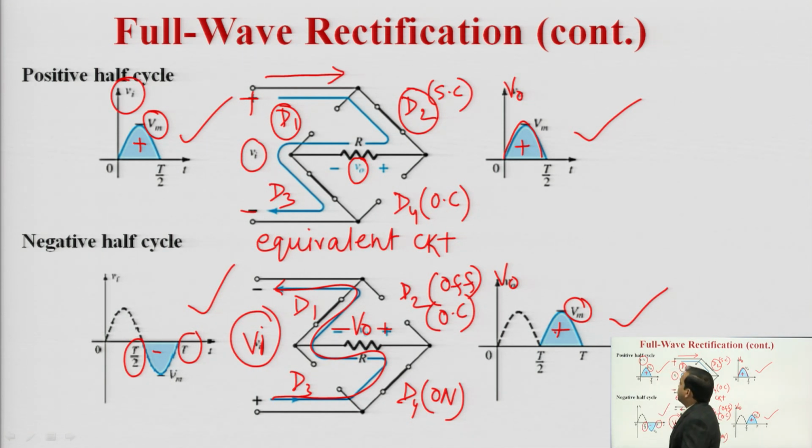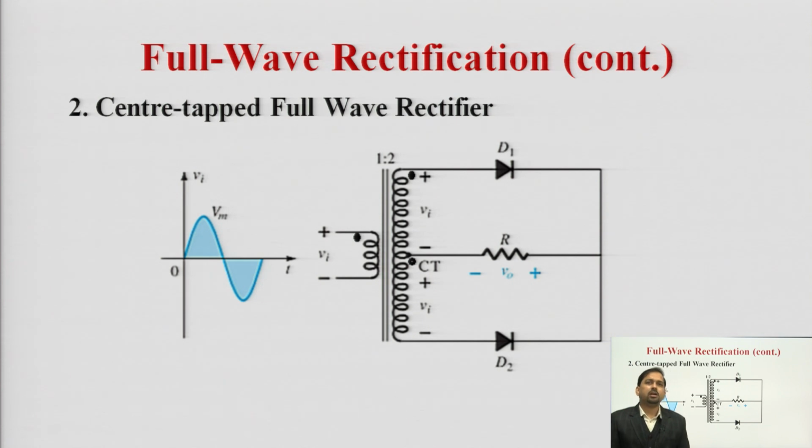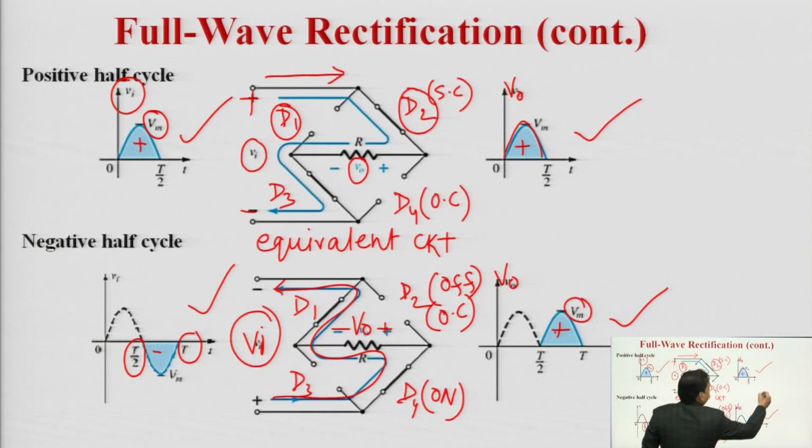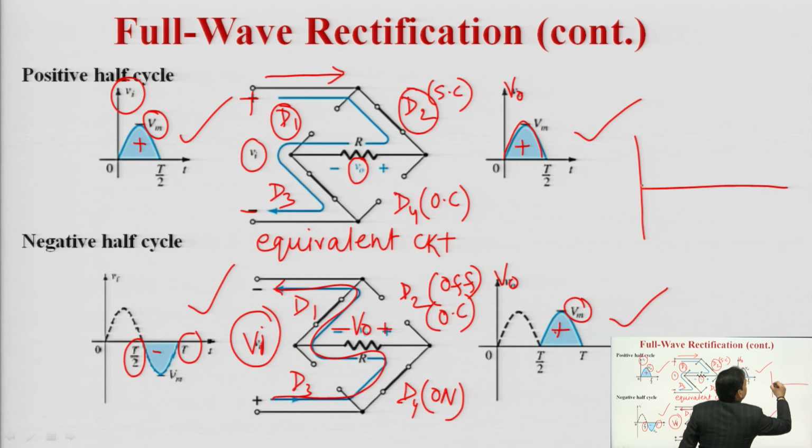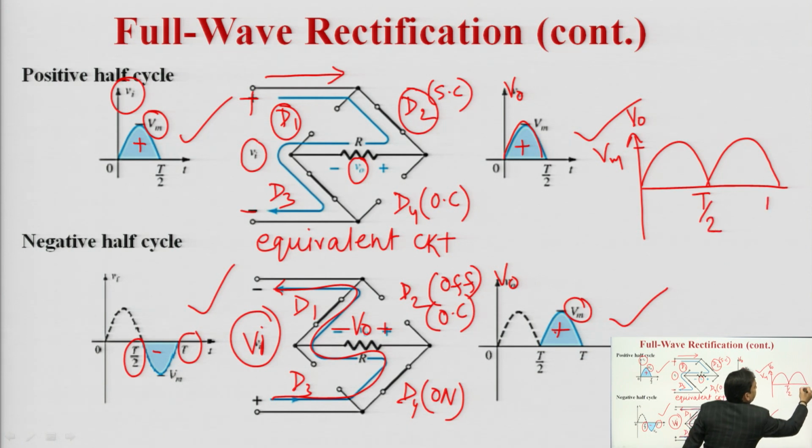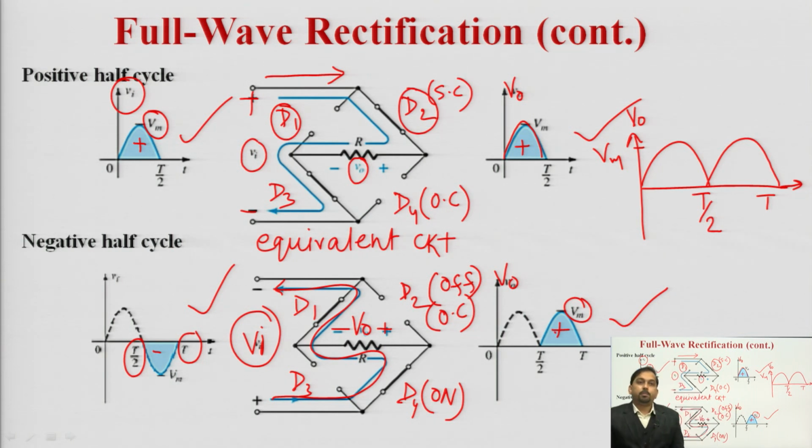If we combine these two scenarios, the positive half operation and the negative half operation, we can see the overall waveform as something like this. This is V out and the maximum value is Vm, this is T by 2 and this is T, with respect to omega t. The AC waveform is basically converted into pulsating DC. This is not the pure DC that we want for appliances.